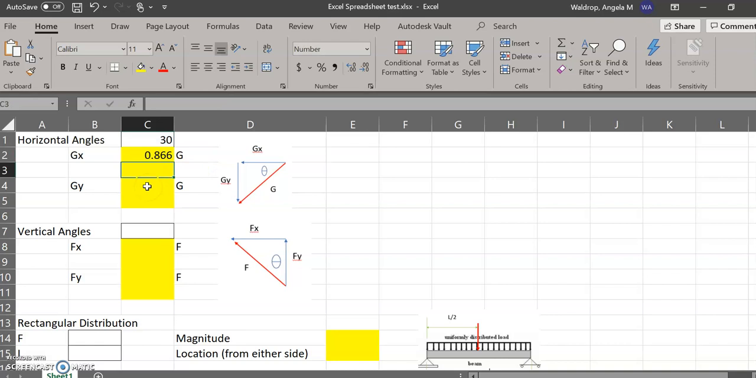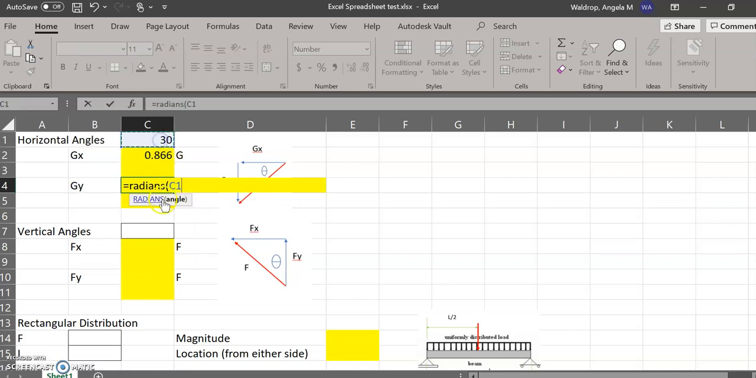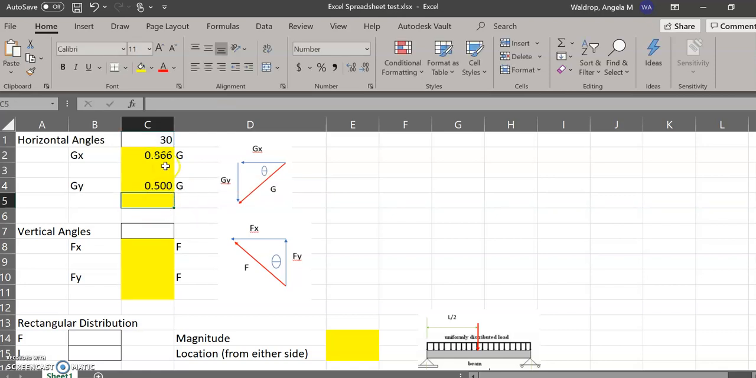Okay. Now for the other angle, GY is opposite. So I can go ahead and type in equals radians and select the angle. And then outside of the radians, I'm going to type in sine and add my parentheses, and there I have my measurements. Now this is basically saying that 0.866 times G is going to give me the value that I need. 0.5 times G is going to give me the value that I need.